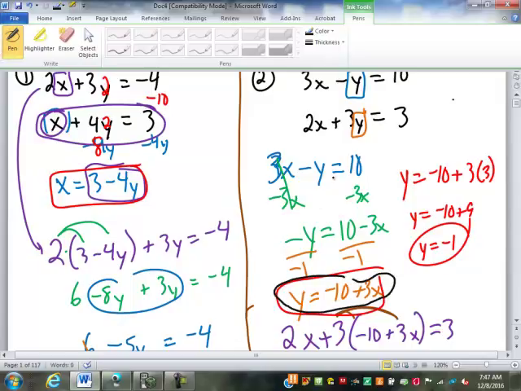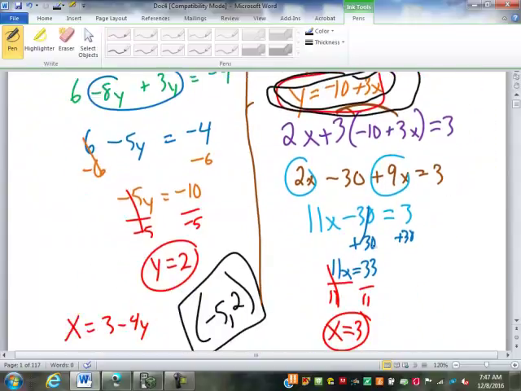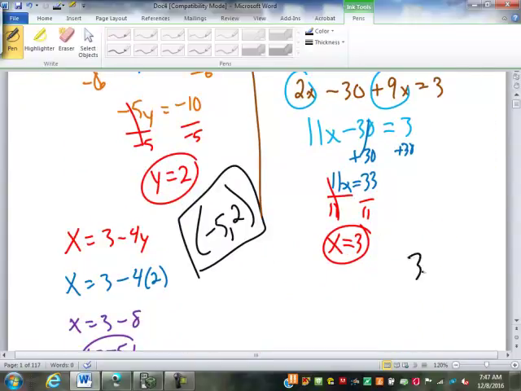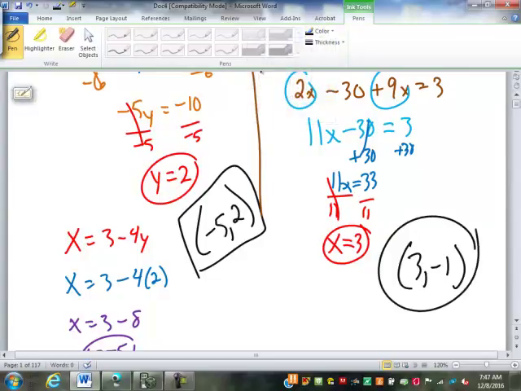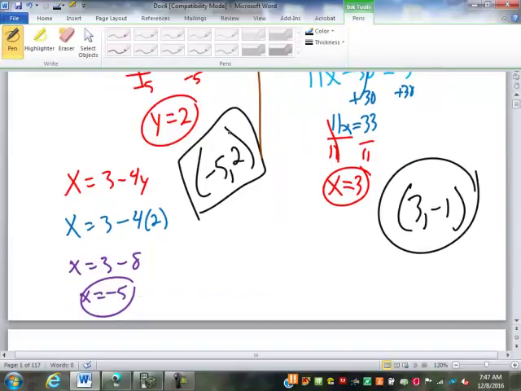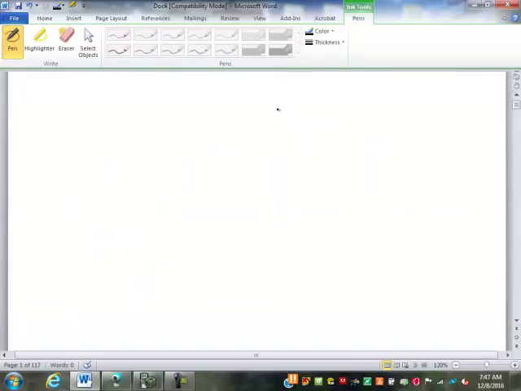But you should still get the same answer no matter which one you put it in. You can put it into either one of these if you wanted to, or the equation you solved for. I always use that one just because it's easier. So that gives me 3 comma negative 1. What do you think? Are those coming pretty easily for you? Not so much? Let's do one more.